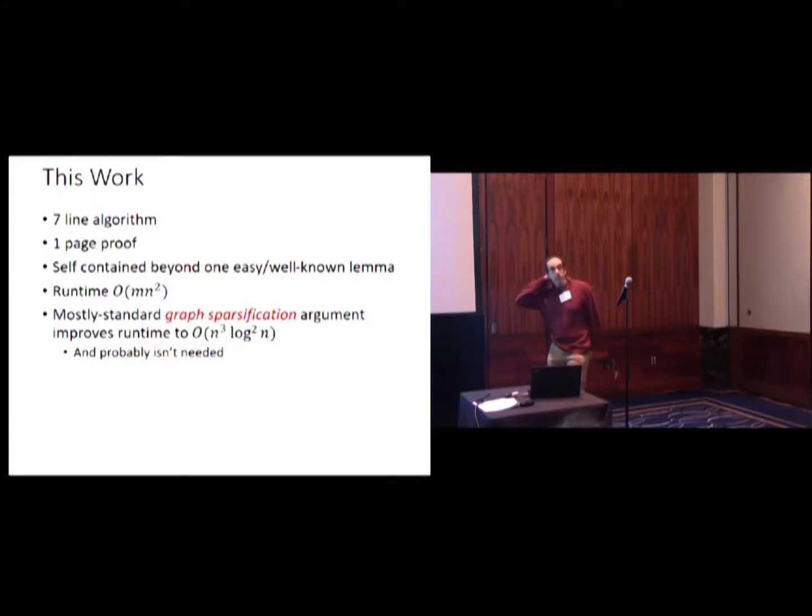So in this work, I'm going to show you a 7-line algorithm for approximating network reliability, and a 1-page proof, or sorry, 1 paper page. It takes a few more slides than that to prove that it works. The algorithm is very straightforward, and the proof is self-contained, aside from one relatively well-known lemma. The runtime of this simple algorithm is order m n squared. If you then apply some pretty standard graph sparsification techniques, that lets you replace the m by n log n and get the running time down to n cubed log squared n. I'm not going to talk about the sparsification in this talk, both because it's standard and because I think it won't be needed once there are some further improvements in the primary algorithm.